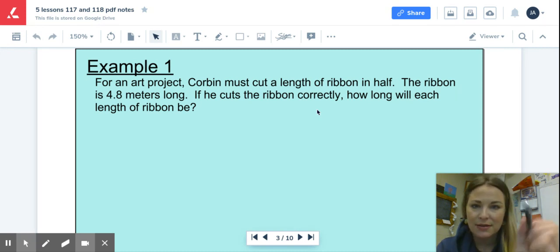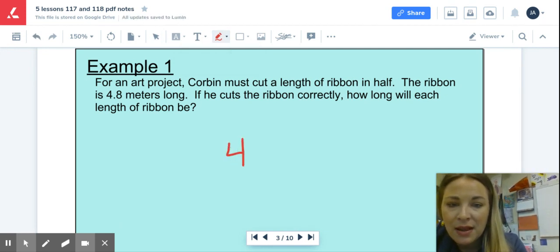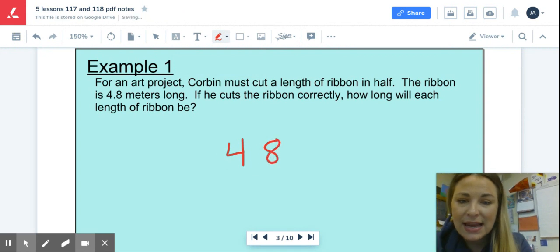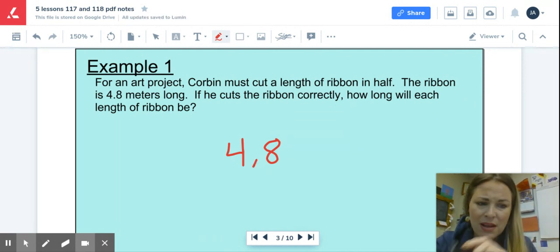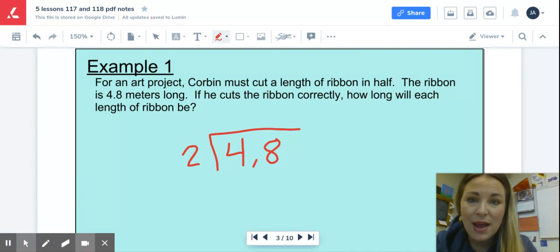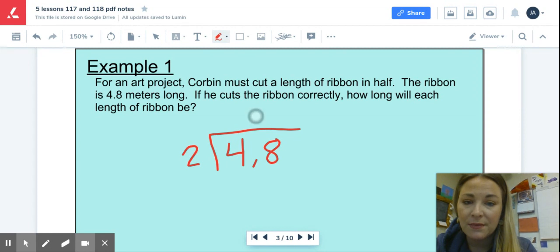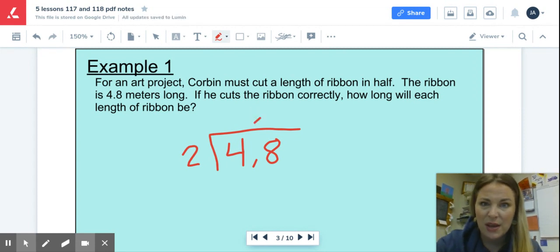All right, I'm going to get my stylus pen ready. Right now, he has a length of ribbon that is 4 8/10 of a meter long. It is really challenging for me to draw a decimal point with a stylus, so they look like little lines. I'm sorry. 4 8/10 divided by 2. We're cutting it in half. Anytime we divide a decimal number by a whole number divisor on the outside, our decimal just carries straight up. That's the first thing you should do. Part of your answer is done.